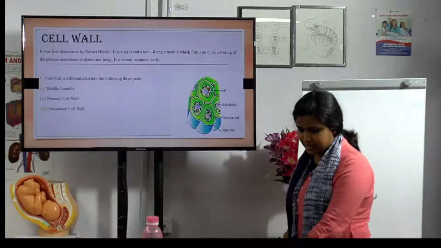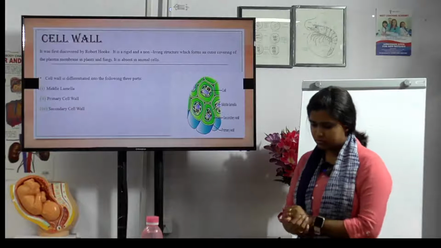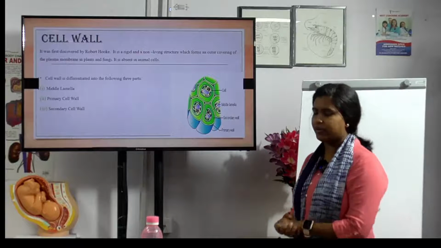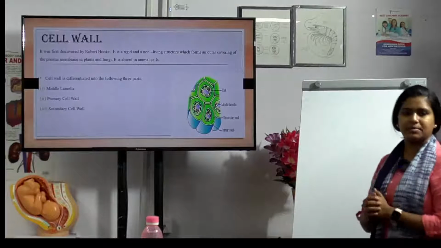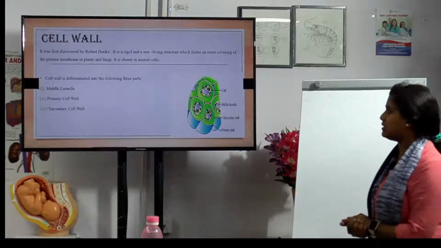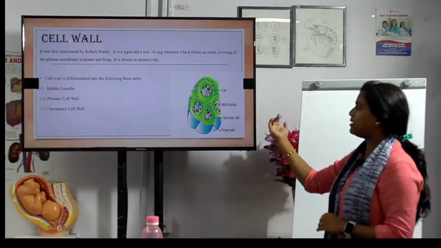Okay, next we'll see the cell wall. What is the cell wall? Yes, the outer covering, and it was first discovered by Robert Hooke. The cell wall is absent in animals but only present in plant cells. It is differentiated into three parts: middle lamellae, primary and secondary.